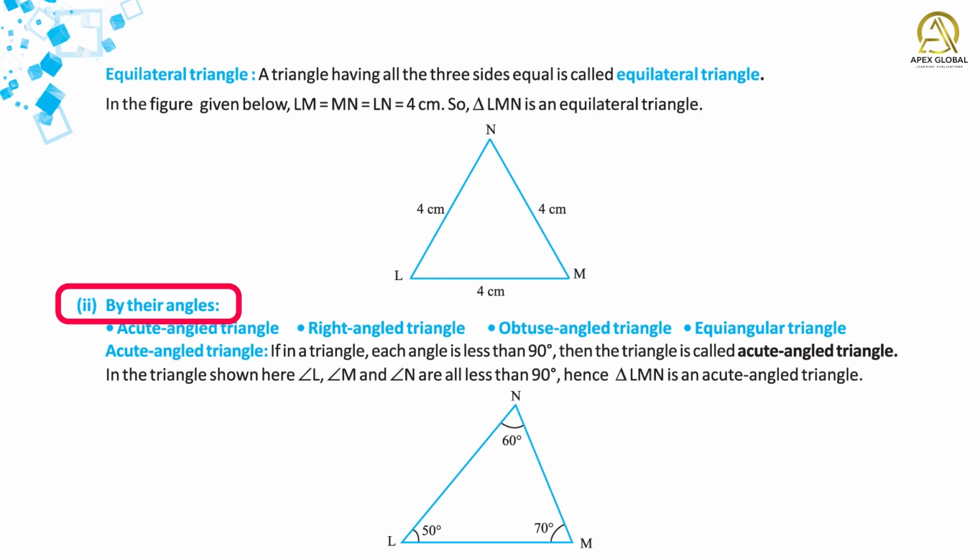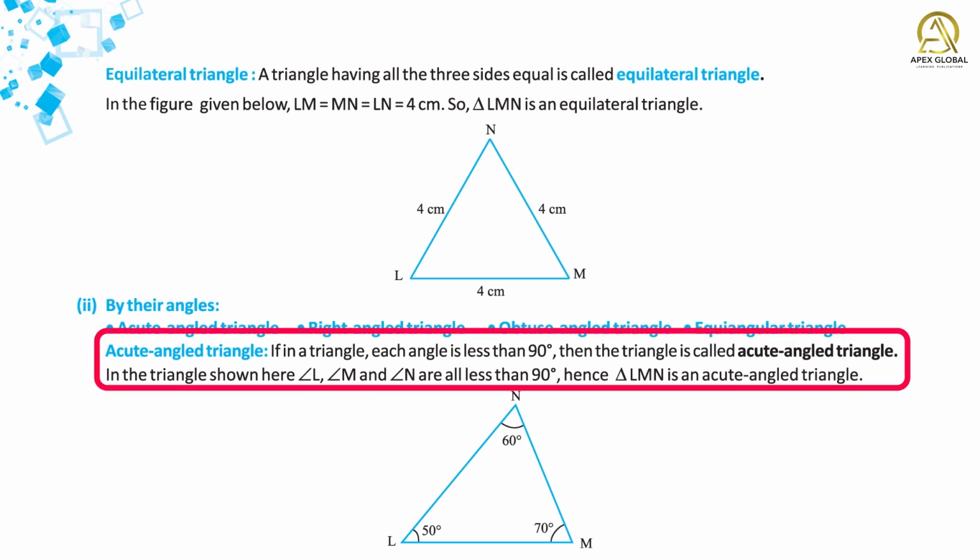Second, by their angles: acute angled triangle, right angle triangle, obtuse angle triangle, equiangular triangle. Acute angle triangle. If in a triangle each angle is less than 90 degree, then the triangle is called an acute angle triangle. In the triangle shown here, angle L, angle M and angle N are all less than 90 degree. Hence triangle LMN is an acute angle triangle.